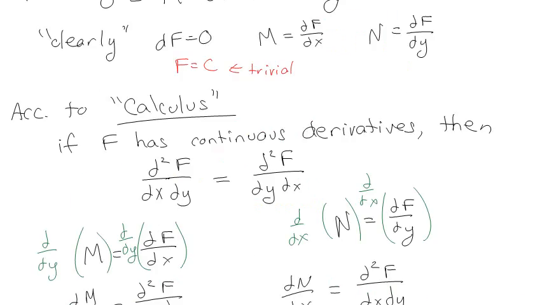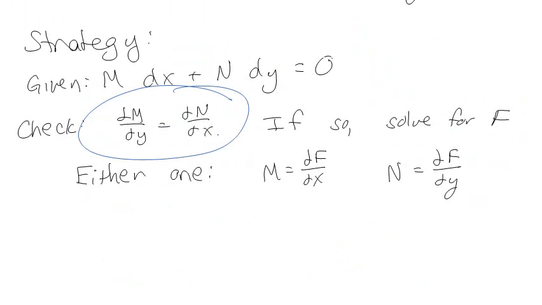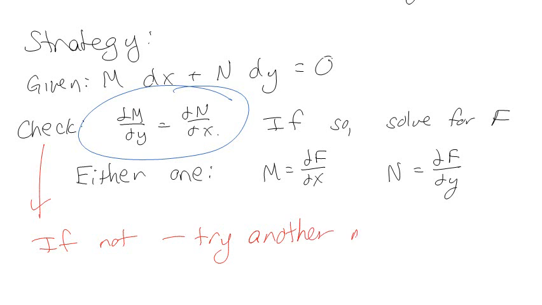But from here on out, now you've at least seen the theory behind the strategy for exact equations. Now, if this check doesn't come out, we have to try another method. This method is only going to work for exact equations. So if this doesn't work, you have to try another method.